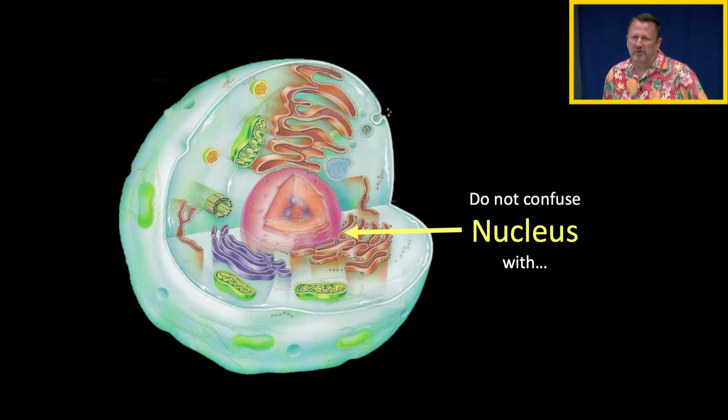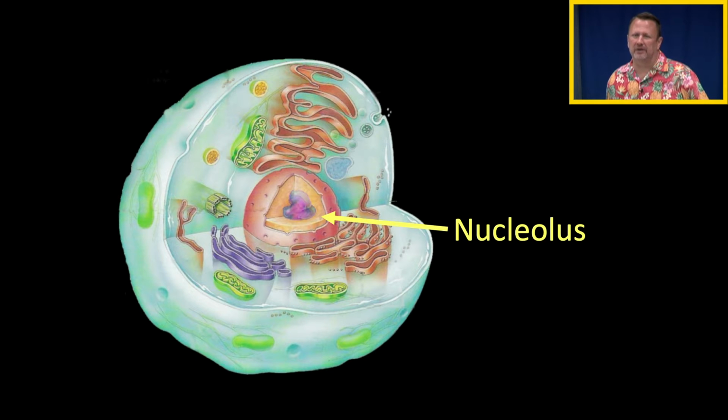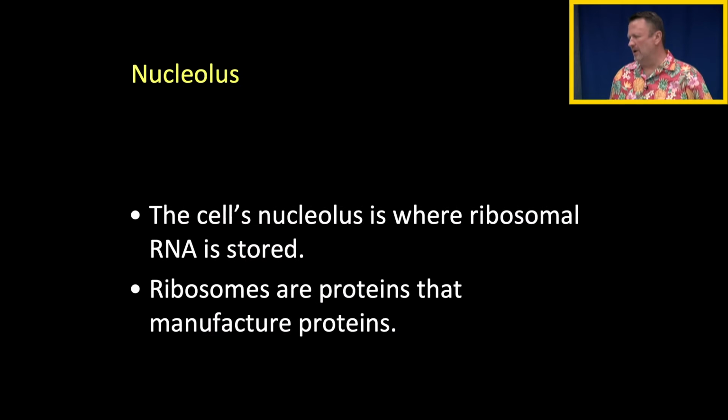All right, so everyone knows what a nucleus is. It's the center of something that's different than the outside. Do not confuse that with nucleolus. Nucleolus is something within the nucleus where ribosomal RNA is stored. Ribosomes are proteins that manufacture proteins. They're made of proteins and some nucleic acid material mixed together if you want to make it complicated. But what I want you to know is right here.